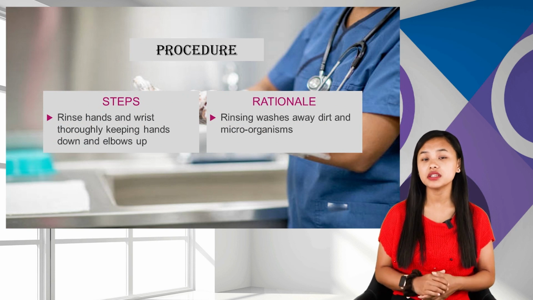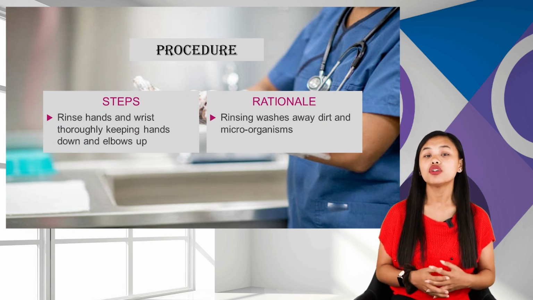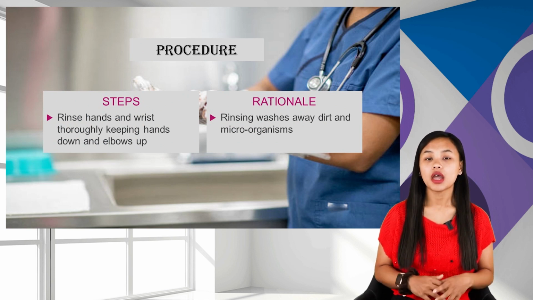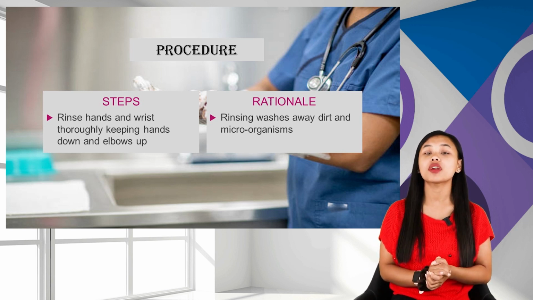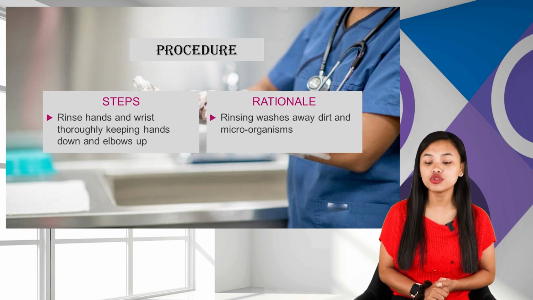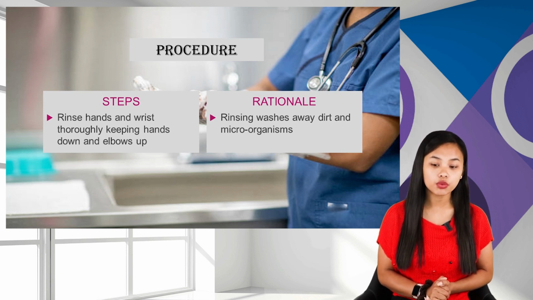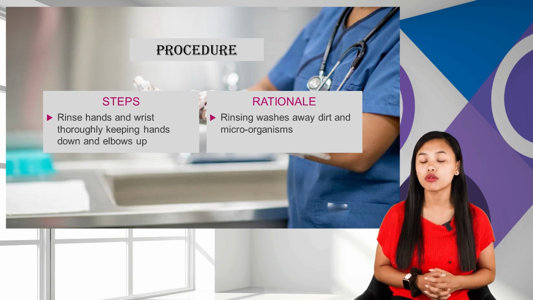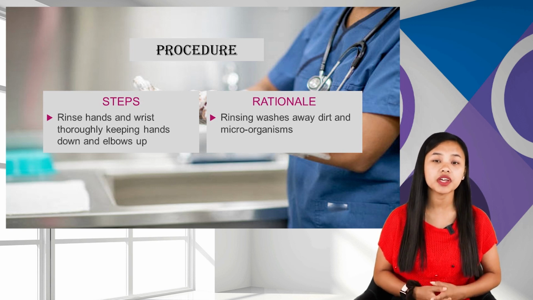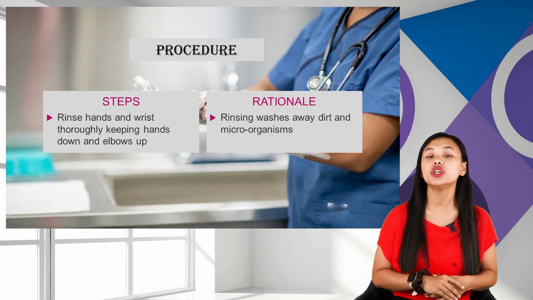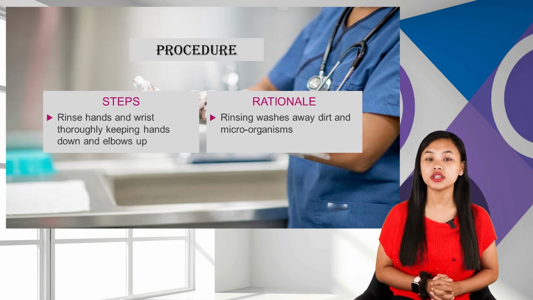So after this is done, then you can start rinsing your hands and your wrist thoroughly. But here you need to make sure that you keep your hands down and your elbows up, because if you do this, then it will rinse away the dirt and the microorganisms. Rinsing washes away dirt and microorganisms. That is why when we are rinsing, we need to make sure that we do it thoroughly.